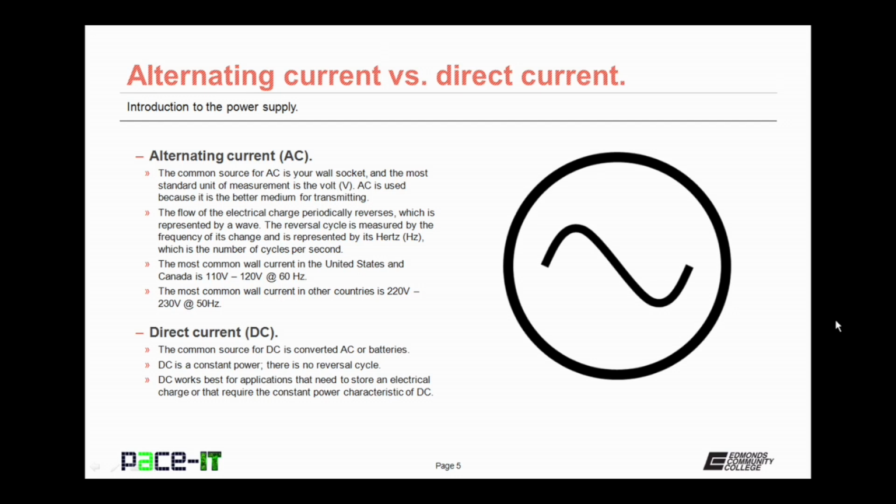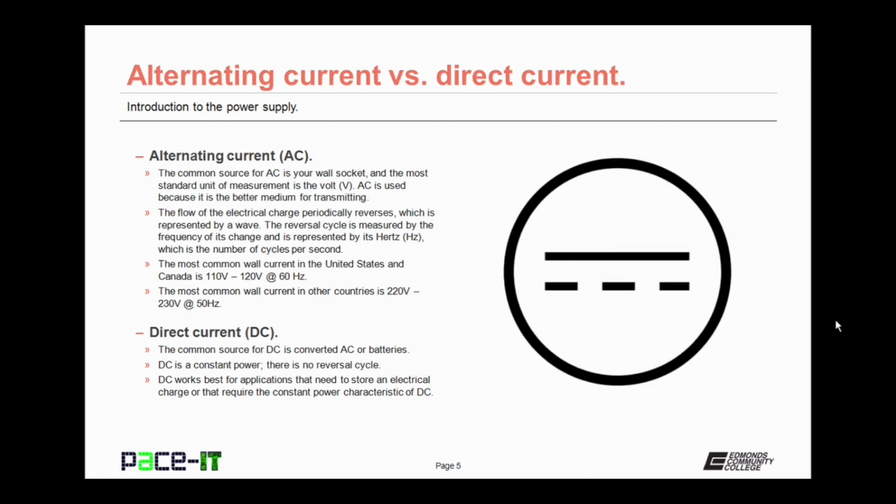The reversal cycle is measured by the frequency of its change and is represented by its Hertz value, which is the number of cycles per second. Now your most common voltages in the United States and Canada is 110 to 120 volts at a 60 Hertz cycle. The most common wall current in other countries is 220 to 230 volts at a 50 Hertz cycle.